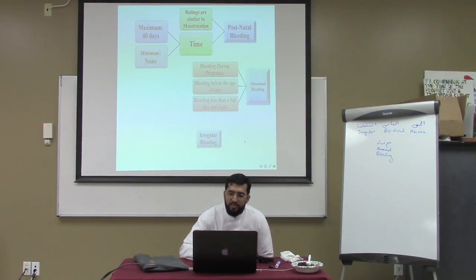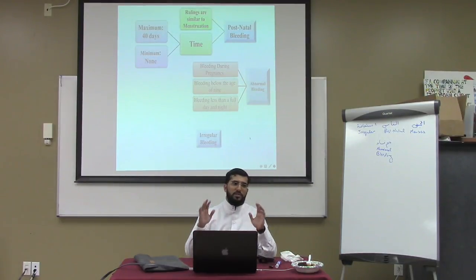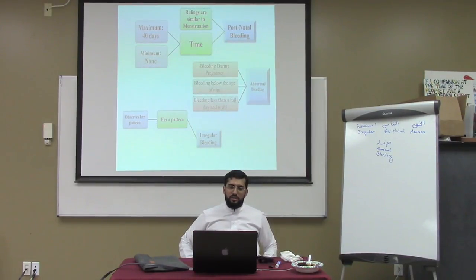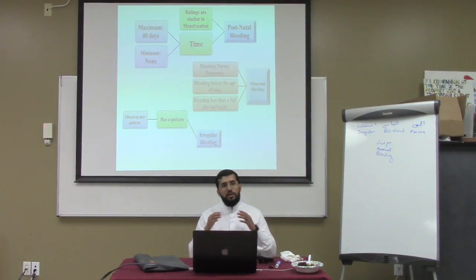Okay, irregular bleeding. This has 3 scenarios now. If you guys could just put down your pens for just 1 second, just listen. Because you have to picture the scenario, you have to understand this. The first scenario is a woman has a normal pattern. This is called mu'tadda in Arabic. What that means is that a woman has her menses on normal fixed days every single month. For example, the first 7 days of every single month.